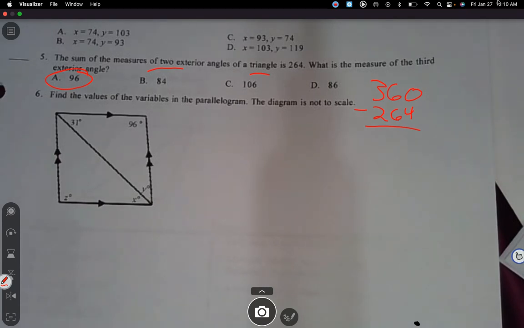the exterior angles? I can show y'all that video if I need to. Alright, number 6. How do we find X, Y, and Z? Z is the easiest. What's Z? 96. We know that opposite angles for a parallelogram, I know it's a parallelogram because of all these parallel marks, opposite angles are equal, so that's going to be 96.